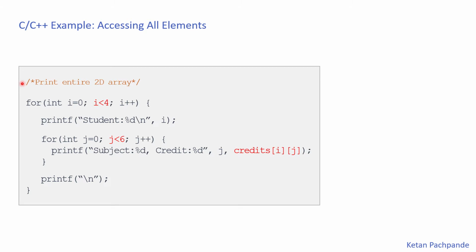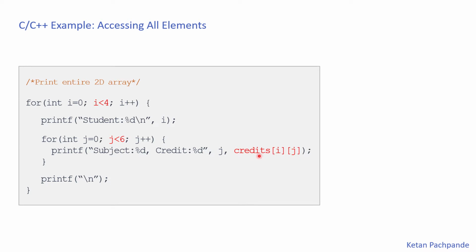Now here is a piece of code to print the entire 2D array. I have written an outer for loop which loops from 0 to 3, and an inner for loop where j goes from 0 to 5. i will indicate my row number and j will indicate my column number. Initially I start with i's value as 0 and print student number 0. For student 0, I loop through all the subjects, that is all the columns, and print the subject number and the credit obtained by the student.